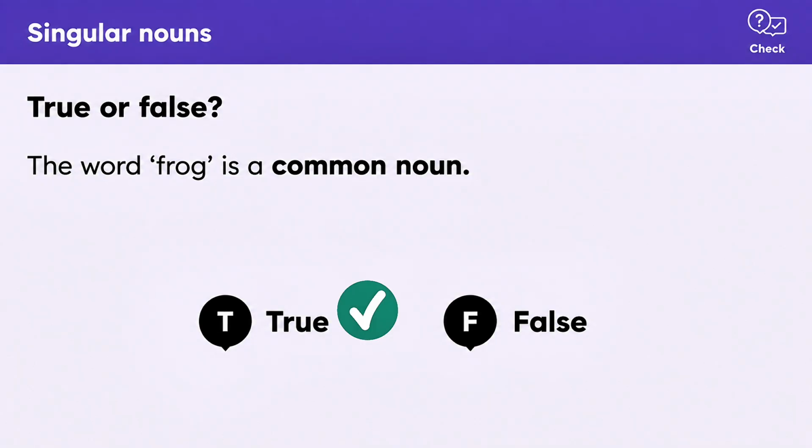That is true, because the word frog is a noun. It is the name of a thing. It is a common noun because it does not need a capital letter, because it is not the specific name of something. The frog might be named Freddy. Freddy would need a capital letter, but the word frog does not.